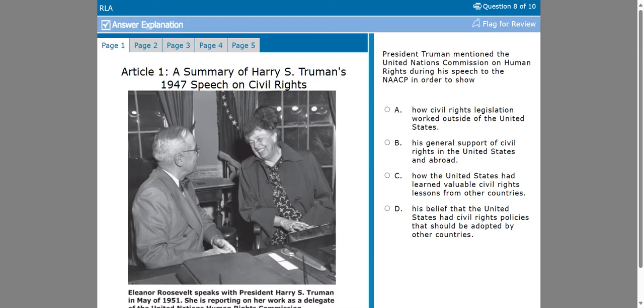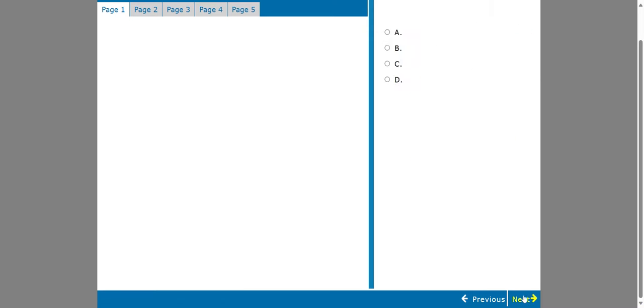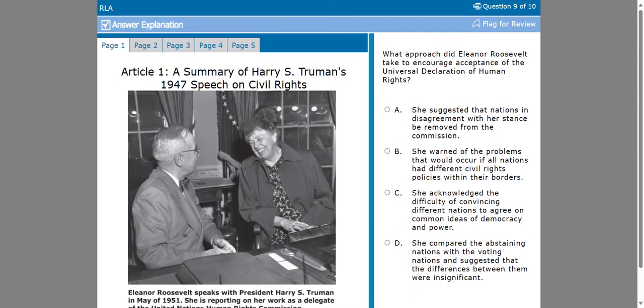The next one, in this case, is checking your nonfiction abilities. President Truman mentioned the United Nations Commission on Human Rights during his speech to the NAACP in order to show what? In this case, this is one of those where oftentimes these are inference questions, meaning the answer is not in the passage. You have to come up with your own judgment or opinion based on the information that you're given.